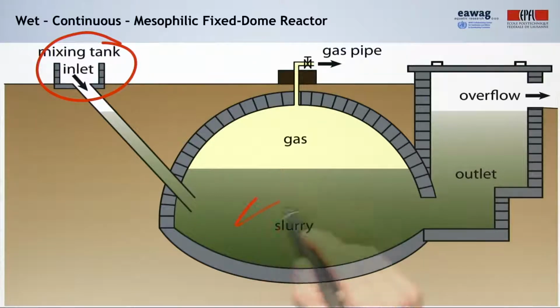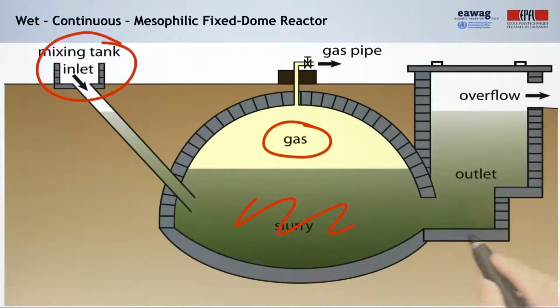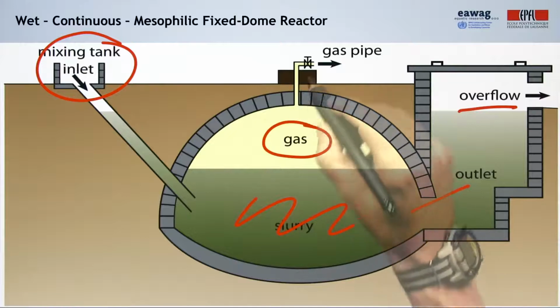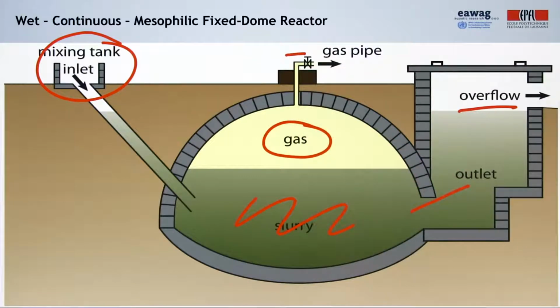It has a digester with a volume of slurry, and then it has a gas holder storage space. What it further has is an outlet, or what we also call compensation chamber, and the overflow. You might also see here that the gas pipe is at the highest point with a valve to open or close the gas flow. There are different designs of fixed dome digesters, and sizes can vary. This is the most common reactor type in developing countries.